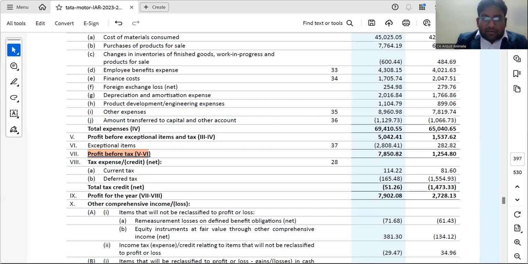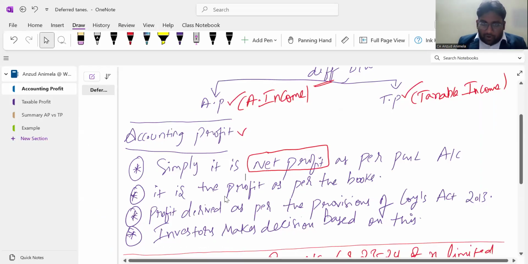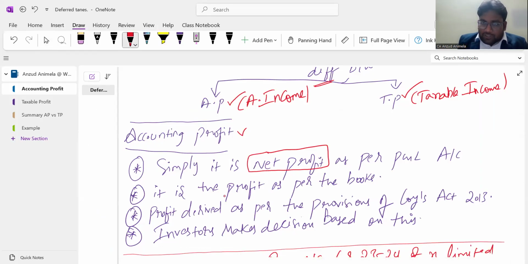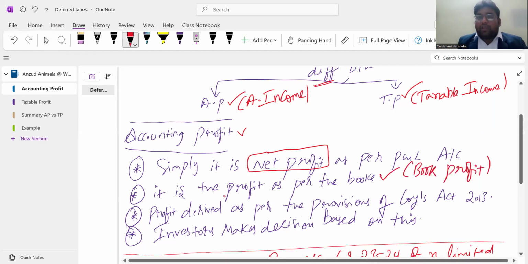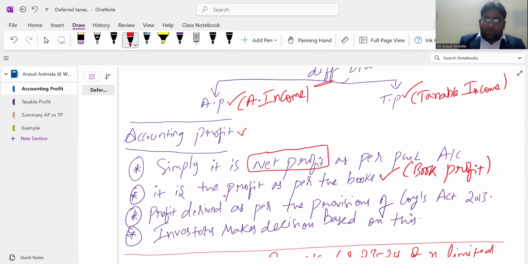I can also call this accounting profit as profit as per books, or book profit. If you go backwards, the profit and loss account came from the trial balance, the trial balance came from ledgers, and ledgers came from journals. All these are books of accounts, so I can comfortably call this accounting profit as book profit.